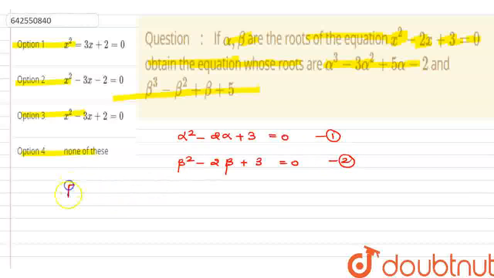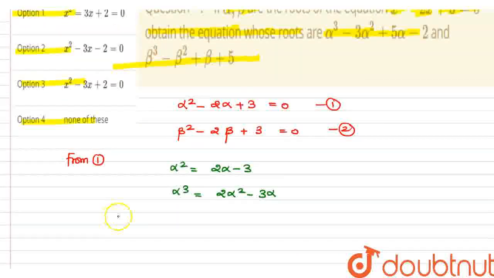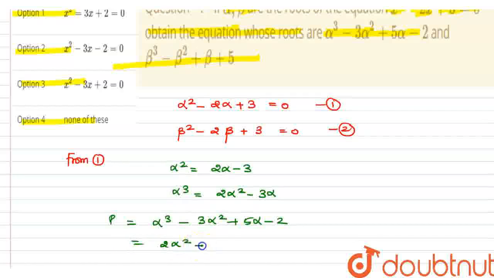From the first equation we can simplify: alpha square is 2 alpha minus 3. If we multiply both sides with alpha, this becomes alpha cube equals 2 alpha square minus 3 alpha. The first root is given as p. So this value will be alpha cube minus 3 alpha square plus 5 alpha minus 2. We put alpha cube here, so it equals 2 alpha square minus 3 alpha minus 3 alpha square plus 5 alpha minus 2.